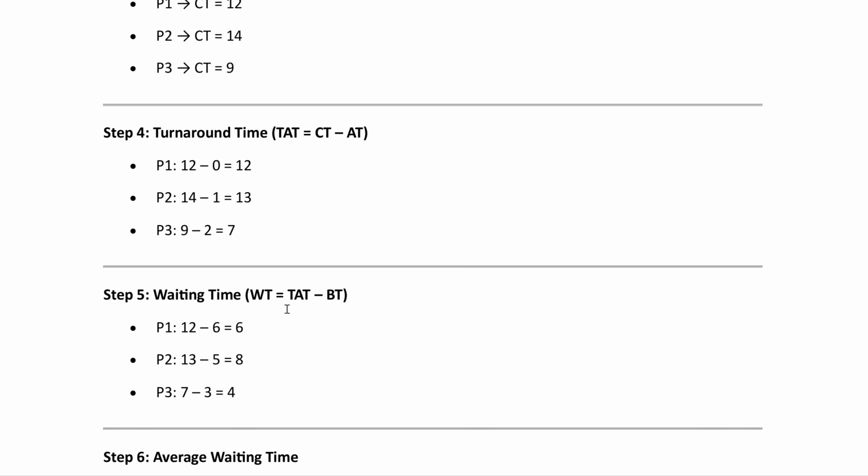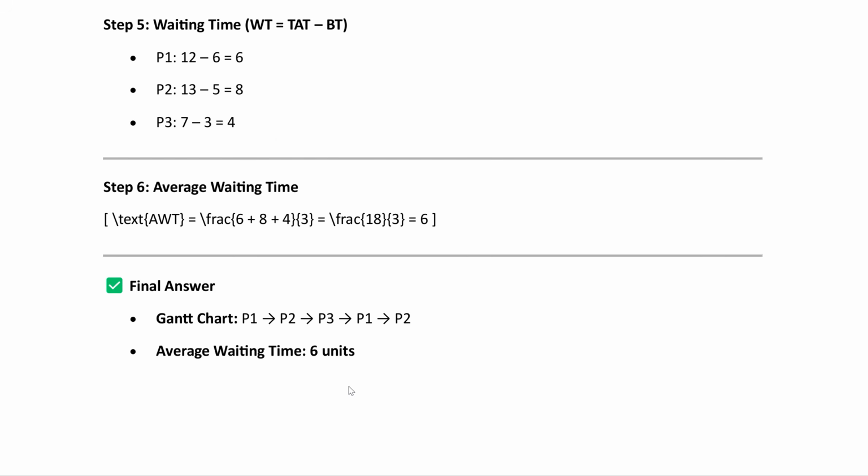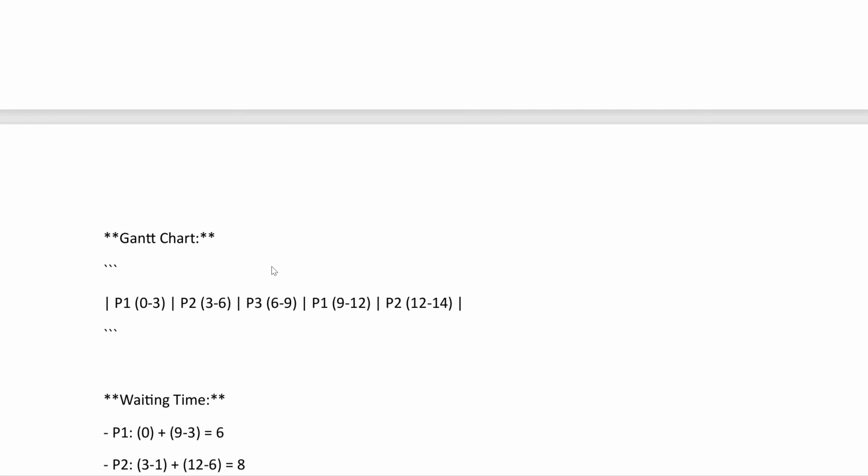Now we can easily compute the waiting time. As I have earlier told you, the formula for computing waiting time is turnaround time minus burst time. So all the values have been given to us. Now we can easily compute the waiting time, and then we sum up and divide by 3. We can compute the average waiting time. So the average waiting time will be 6 units. 6 plus 8 plus 4, 18. 18 divided by 3, that is 6 units.